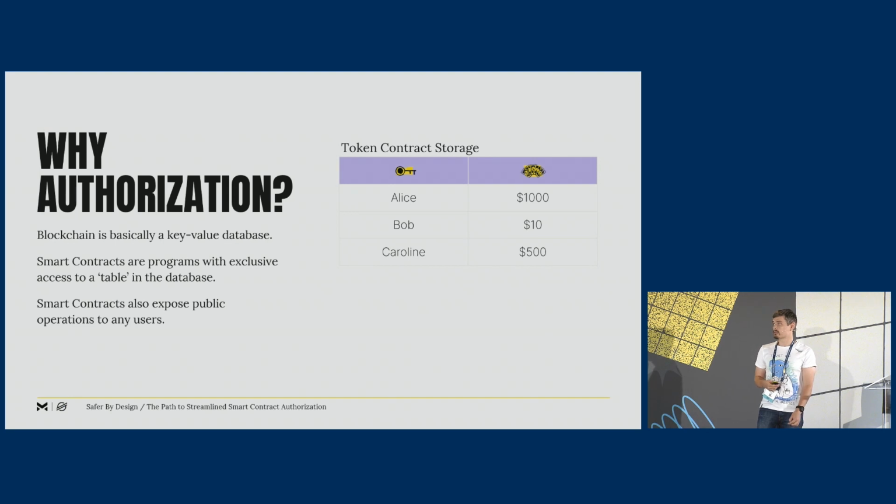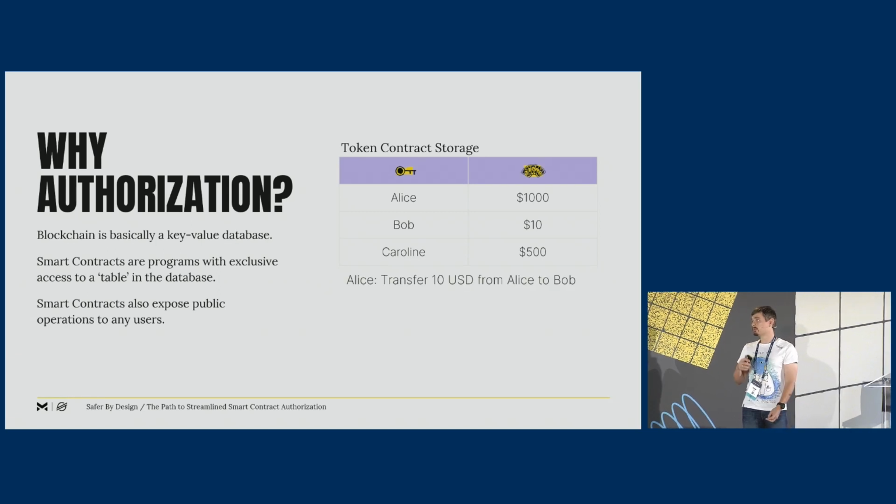With that in mind, let's take a step back from Soroban and talk about authorization in smart contracts in general. From a smart contract perspective, blockchain is basically just a key value database. And each smart contract just gets its own private table in this database. For example, here you can see token contract storage, a very simple model. The key is the user and the value is their balance. For example, Alice has $1,000 and Bob has just $10. And also, since blockchain is a public thing, all the smart contract's operations can be interacted with by any user.